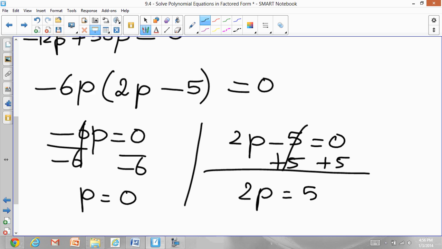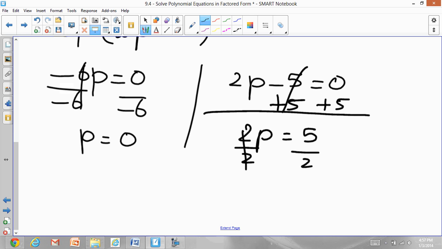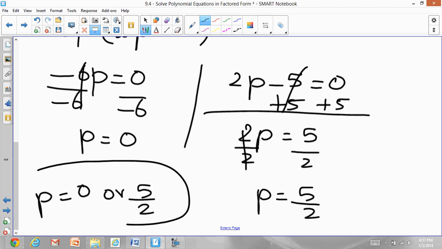2p is equal to 5. Divide by 2 on both sides. Cancel. You get p equals 5 over 2. So for your answer, p can either be a 0 or it can be 5 over 2. So this will be the final answer.